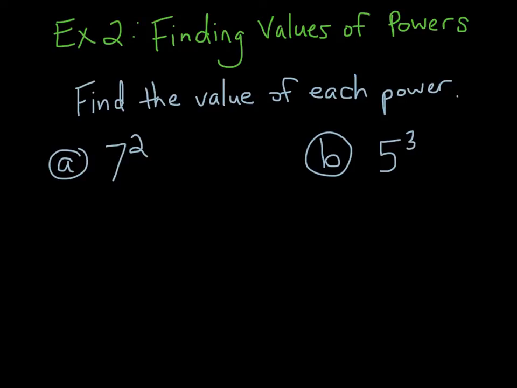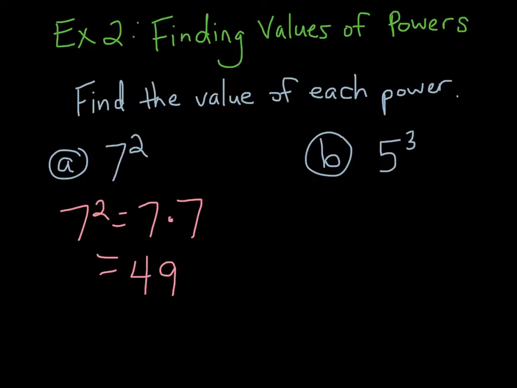In example 2, you're going to actually be finding the values of powers. So the first part A says find the value of each power, and we have 7 to the 2nd power, or remember to the 2nd power we also called squared. So we have 7 squared, and that means 7 squared is the same thing as 7 times 7, because we've got 7 being multiplied by itself 2 times, and 7 times 7 equals 49. So the value of 7 squared would be 49.